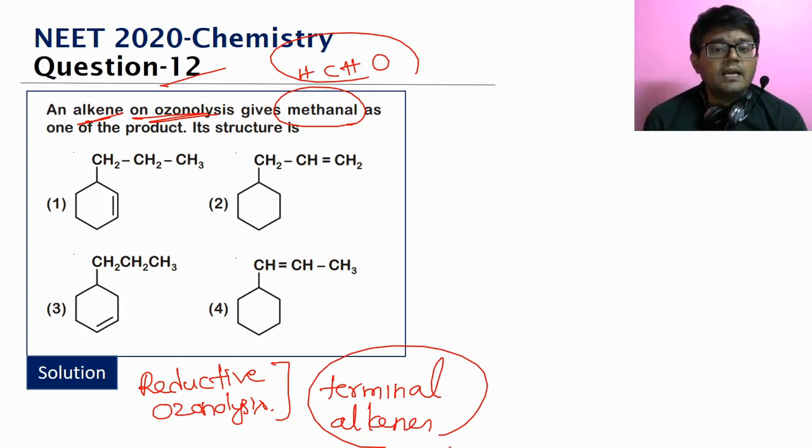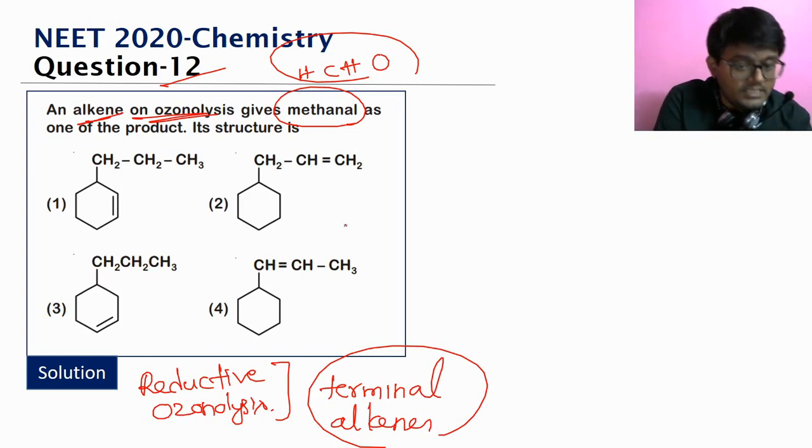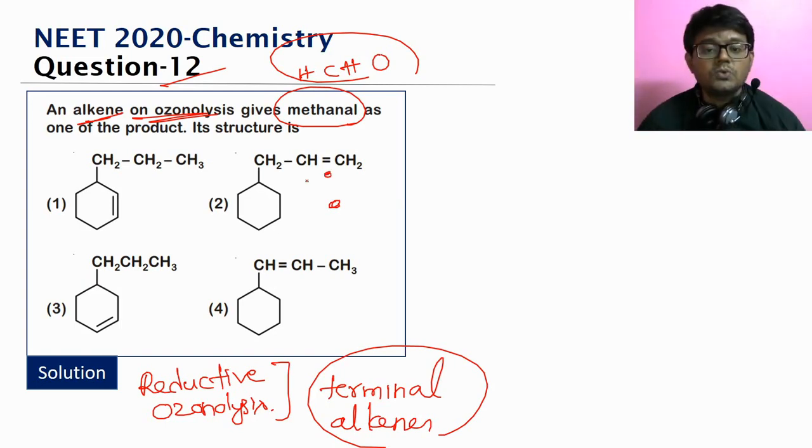So here the hint is what? We should get methanal as one product. That means the alkene must be a terminal alkene. So what is the terminal alkene? You just check the options given. Only in option 2 do we have a terminal alkene. You can observe that here.